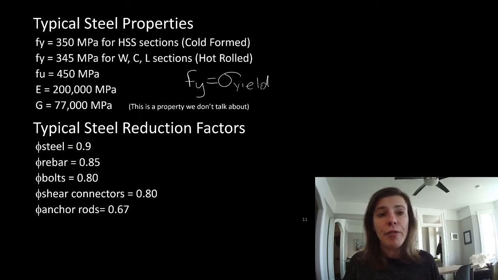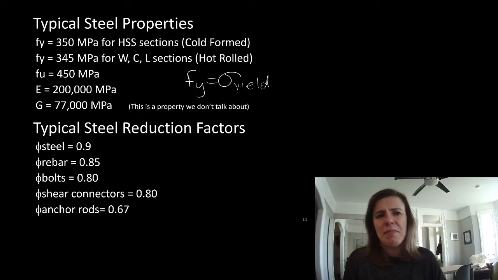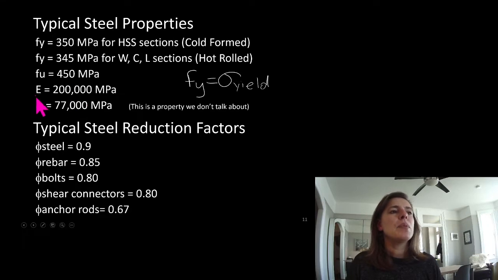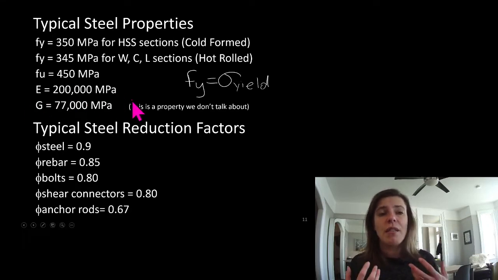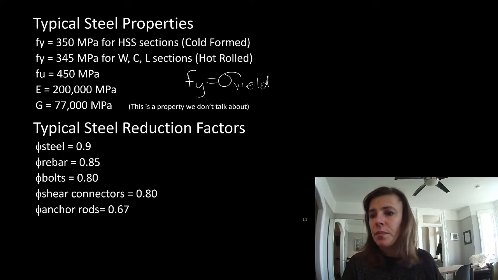I think it's enough for you to know that it is related to E, and that it has something to do with bulging when we squash things. That's enough. So I will give you this. I've already given it to you. G equals 77,000 MPa.